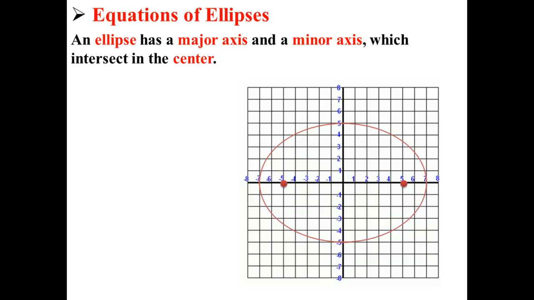An ellipse has a major axis and a minor axis, which intersect in the center. Here in orange we have the major axis, while here in green we have the minor axis.